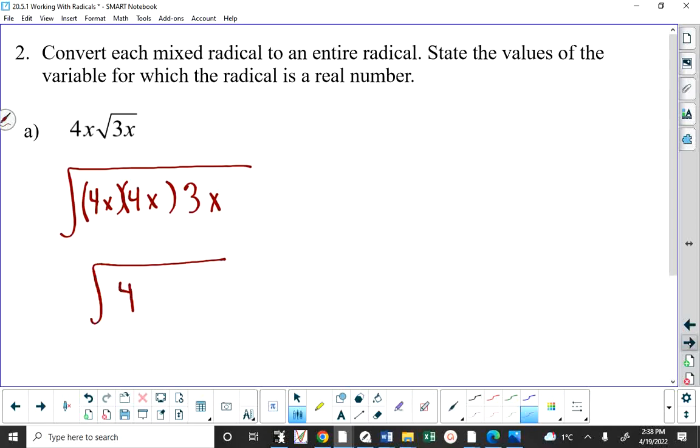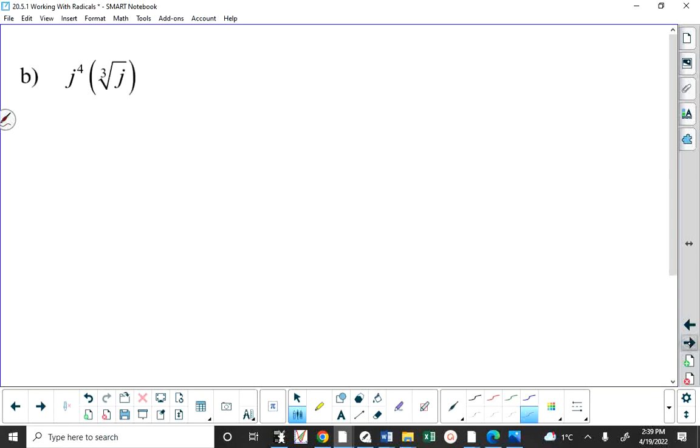Underneath, I have what I believe is 48x cubed. Can you double check that? Okay. And x must be greater than or equal to 0 because you're taking the square root of x cubed. If we were taking the square root of x to the 4, that would be okay. J to the 4 times the cube root of j. This isn't difficult. You just have to think.